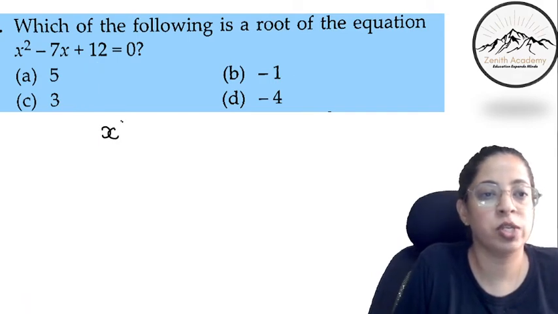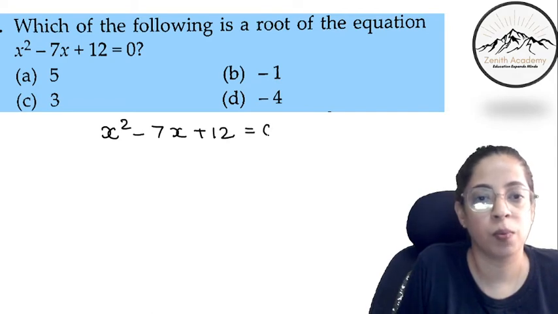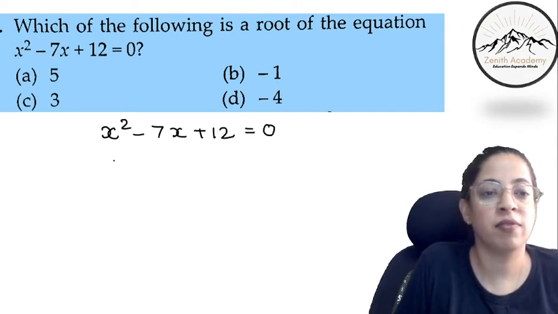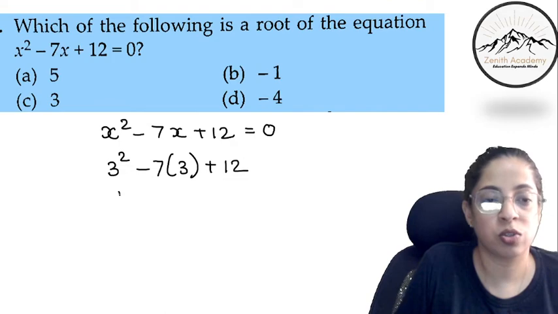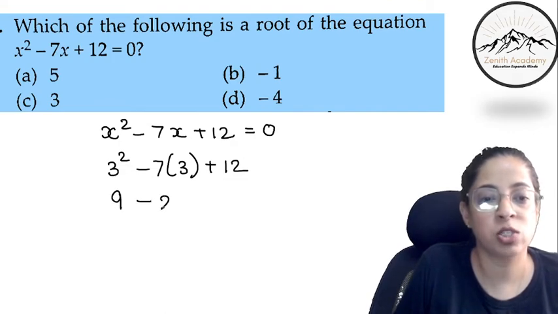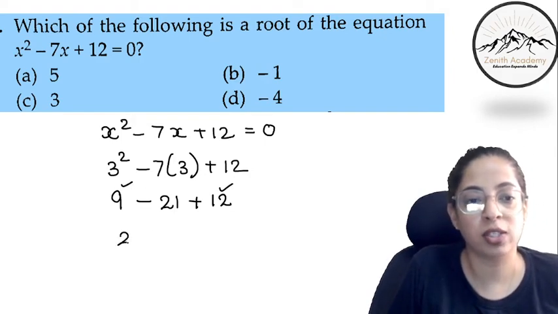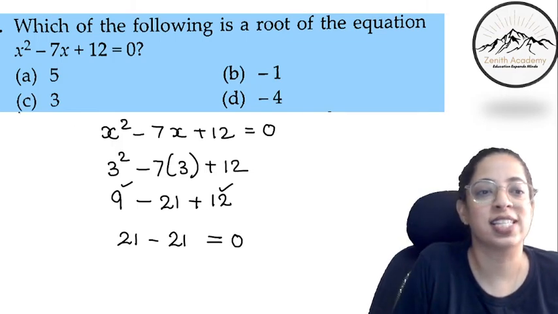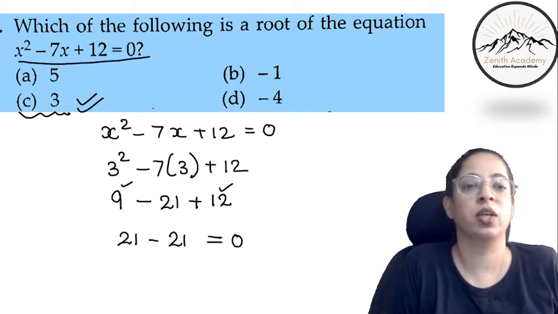So we write the equation x square minus 7x plus 12 equal to 0. Okay. Instead of x we put 3. So 3 square minus 7 into 3 plus 12. So 3 square is 9 minus 21 plus 12. So 12 plus 9 is 21. So 21 minus 21 is equal to 0. So yes, this is the root of the quadratic equation.